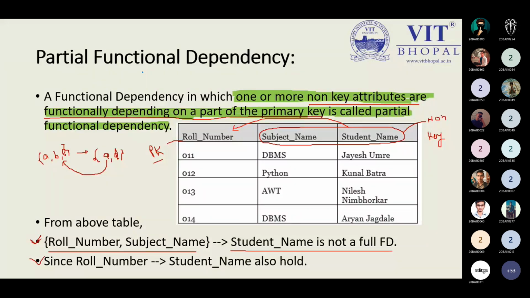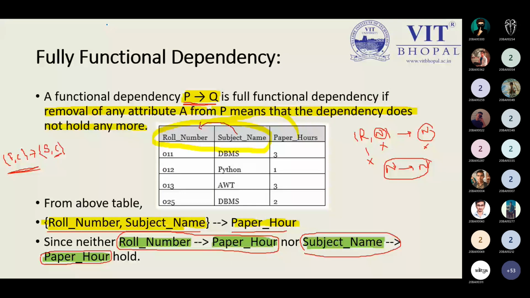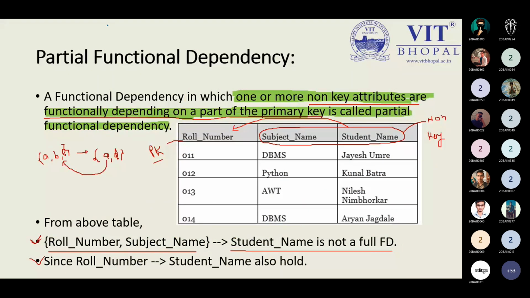Now, is it clear? So in a partially functional dependency, if we remove any attribute, the dependency still exists. Yes, definitely. Because if I remove the subject name, at least the relationship between the student name and roll number will exist. If I remove the student name, the relationship between the subject name and roll number will exist. Yes, that's true. But that will not be considered a full functional dependency. That will be considered a partially functional dependency. Is it clear now? Yes, sir.